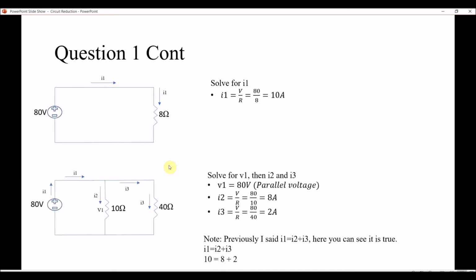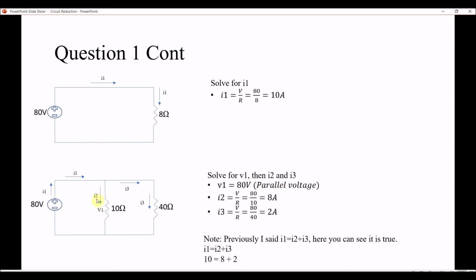So that's where this comes in. We went back to the previous step, and we split the 8 ohms into a 10 ohm and a 40 ohm because that's what it was originally. We combined these two to make the 8. So we're going to solve for V1, I2, and I3. Now if you remember the voltage law, all these resistors are in parallel. So this is 80 volts, this is 80 volts, this is 80 volts. So we're going to solve for V1. V1 is 80 volts because of the parallel voltages. It's parallel to the voltage source.